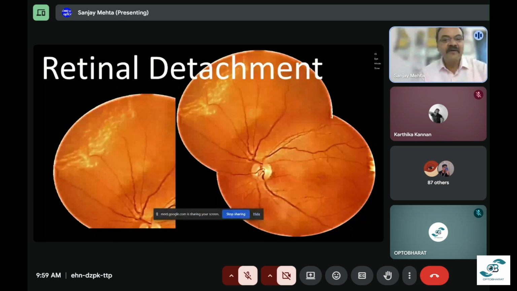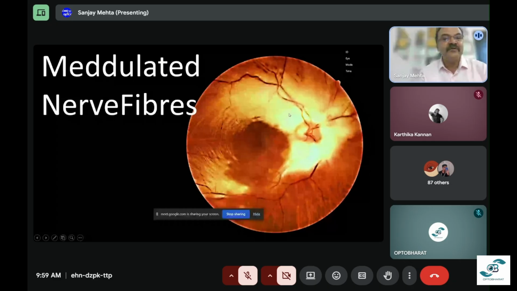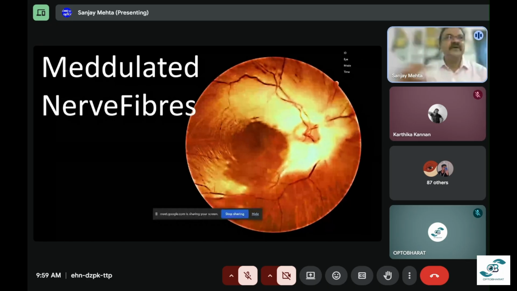One common thing we also see is medullated nerve fibers. Approximately 2 to 3 months after birth, the nerve fiber layers disappear. But many times they remain on the retina like this. This can lead on to amblyopia in most cases, and in this case amblyopia is there. I have seen that when it is small and covers less of the area, the patient's vision is maintained.